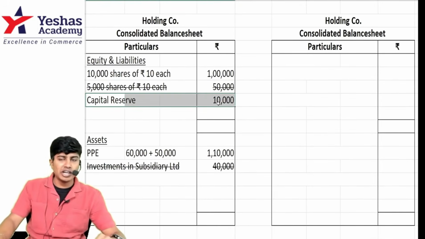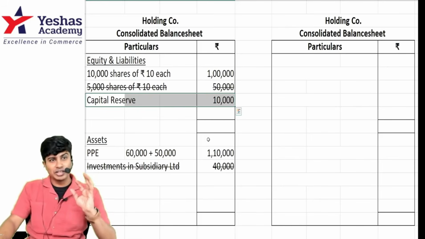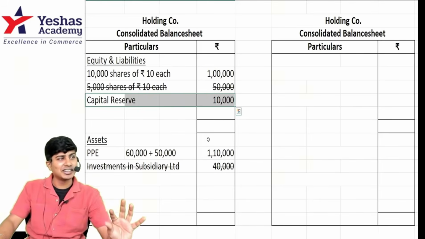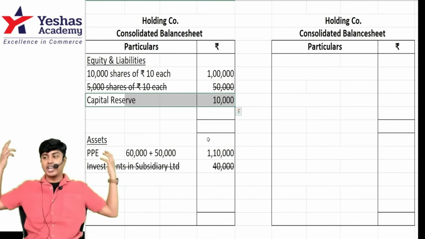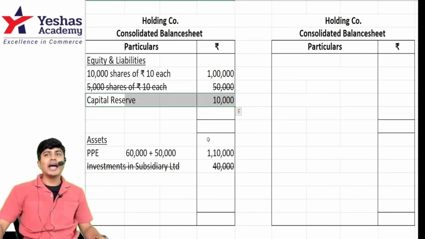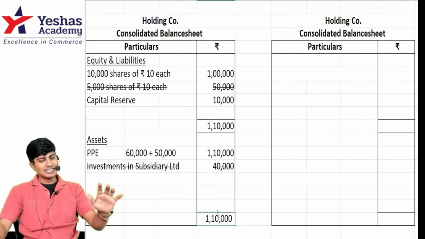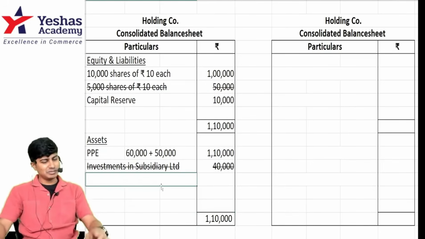I'll repeat. How did we get this 10,000? How much money did I give? How much worth? Not telling value. I'm telling worth of assets am I getting? 40,000 I gave, 50,000 worth of assets I got. 10,000 I got more than what I gave. That 10,000 I got more is a profit, which is capital reserve. Now it will tally. This is not a clean balance sheet. Do you agree with me?